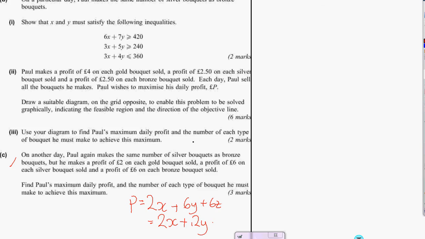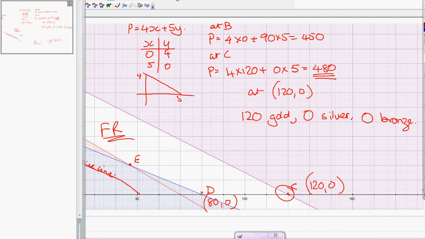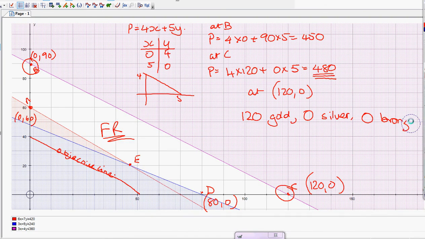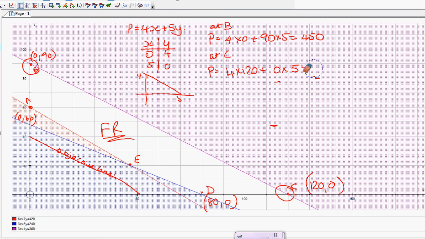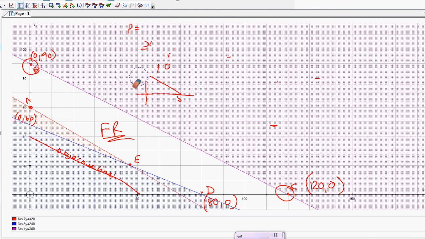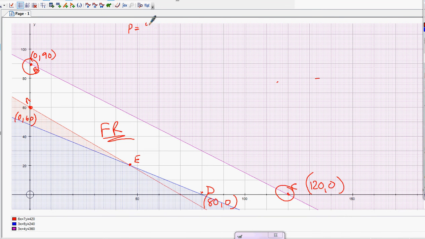Going back to our graph and getting rid of all the calculations. Okay, so we'll get rid of that. We're keeping the same graph. The only thing that's changing is our profit, so our objective line will obviously change. Right, so if that's the case, our new objective line is 2x plus 12y.